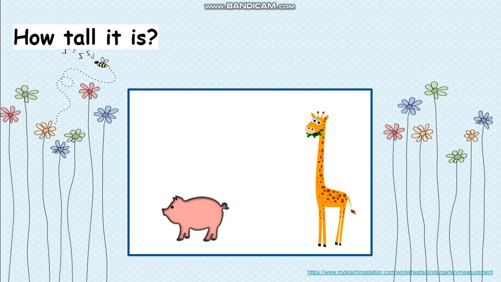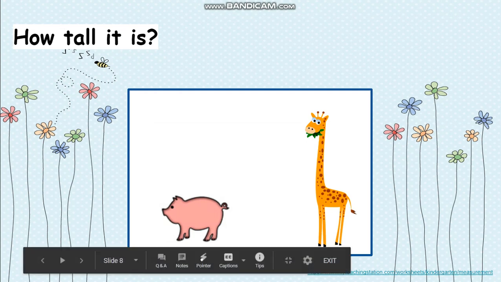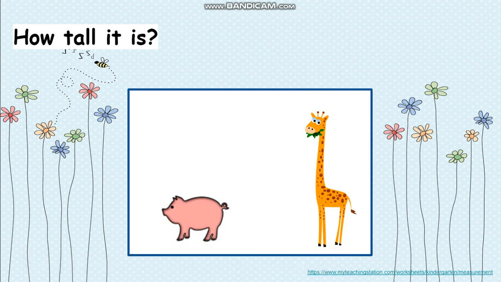Besides knowing how long something is, we also need to know how tall it is. For example, I see a pig and a giraffe. Which one is taller? Well, it's very obvious because the giraffe is taller. It can reach more to the top, right? And so we'll say the giraffe is taller and the pig is shorter.